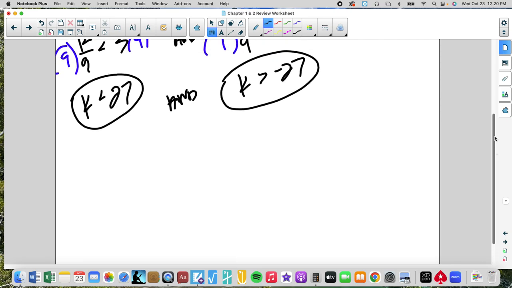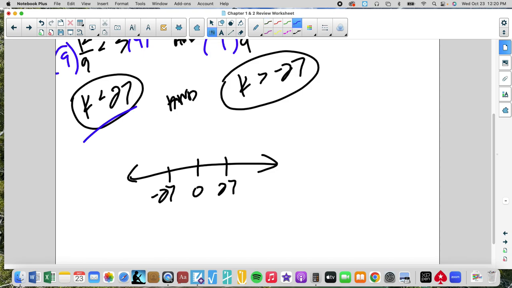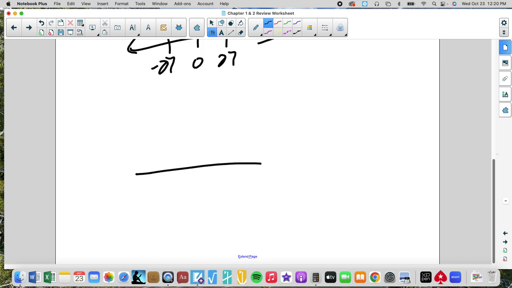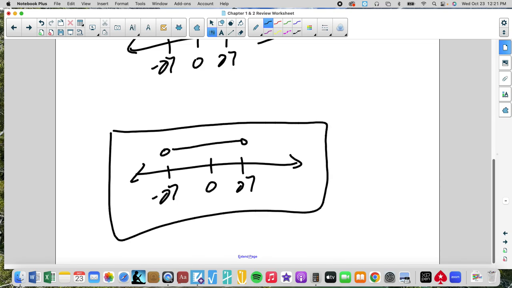Sorry. So if we're going to draw this intermediate one, negative 27, 0, 27. Let's do this in blue. K is less than 27. Looks like that. Let's do this in green. K is greater than negative 27. So my overlap and my answer is going to be negative 27. It's going to be open circle segment. That's my answer.